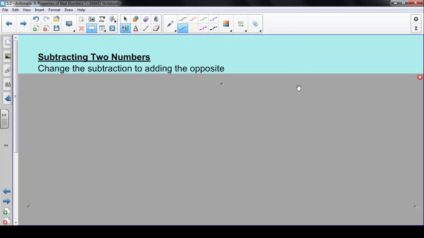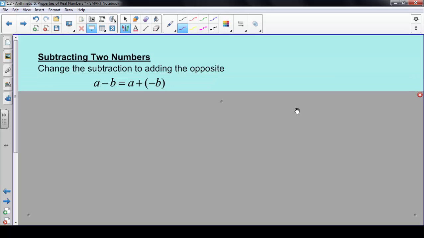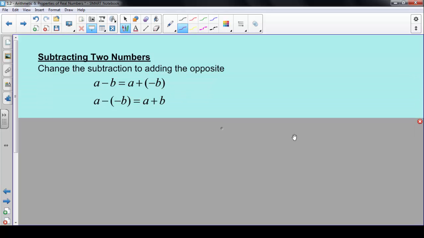Now when we subtract two numbers, the key thing is we can change the subtraction to adding the opposite. So what happens here is we change the subtraction to adding the opposite of b. So in this case, plus a negative b. Now down here, b is already negative, so we do add the opposite. We're changing this to addition. Opposite of negative b is positive b.